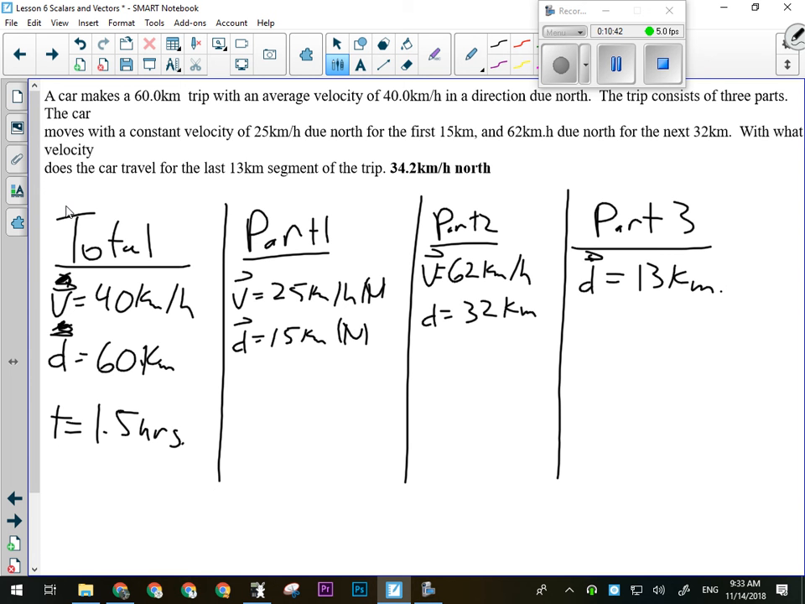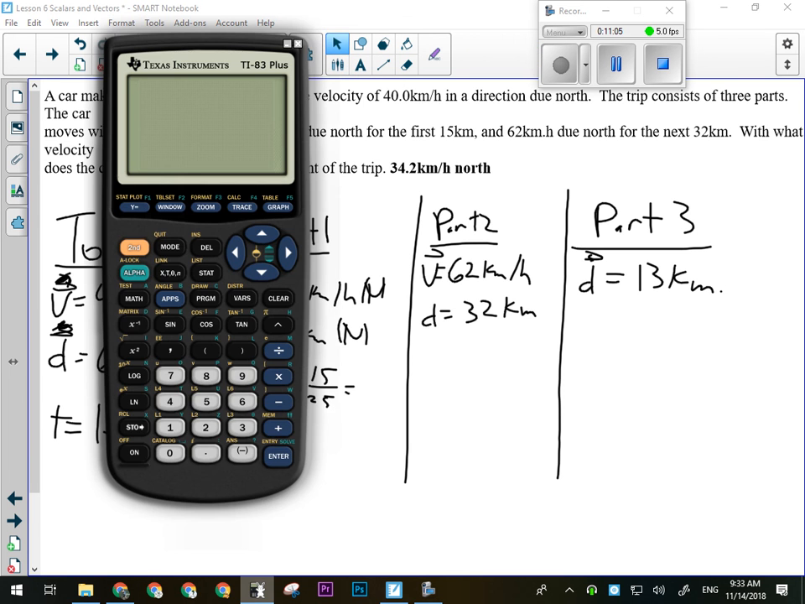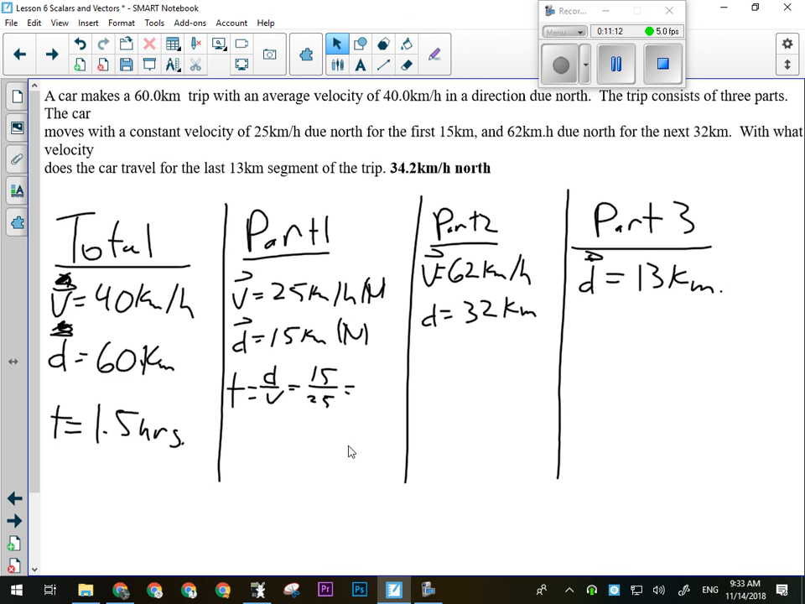Okay. I have D and V for all of the parts except part 3. Can I find the times for part 1 and part 2? All right, so that's the first thing I want to do, find out how long parts 1 and 2 are going to take. So time equals D over V, which for part 1 is going to be 15 divided by 25. All right, so that's going to take 0.6 hours.